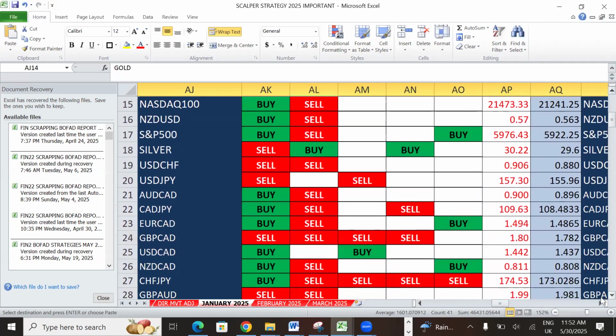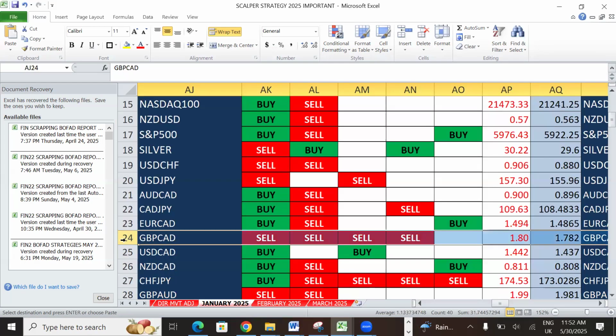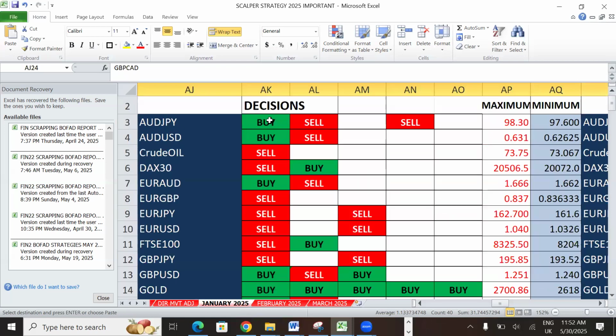Let's see, with AUDJPY, with gold, and with GBP. So AUDJPY: you see, initially it was a buy and then it changed to a sell. What it means is that initially the market was above 98.3 and then it came down below 97.6 downwards. So we have more sells at the top. That's what it means. So let's go and look at the first decision.